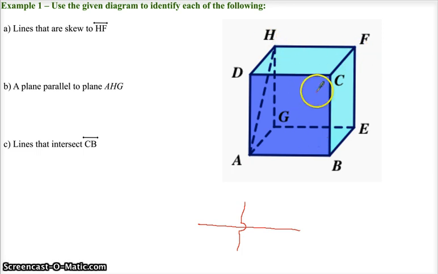Like HF and BC, they don't intersect. HF is back here, BC is up here. If you stood in the right place, you'd see where they cross each other, but there's space between. There are no points that they have in common.